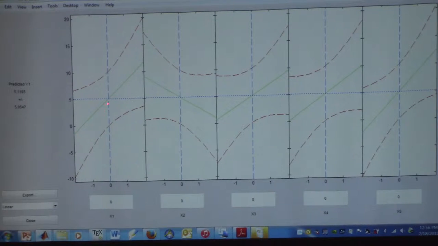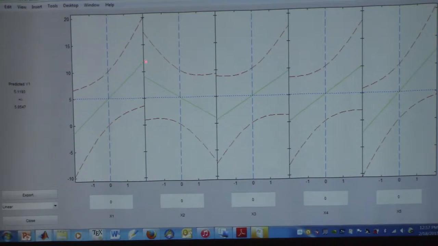But this says the first input has a positive slope. You increase the first input, it'll increase the polymerization rate. Second input decreases it. They all have different slopes. And these guys here are the 95% confidence intervals on these slopes. Okay? So that tells you, man, I'm not that confident. At least that's what it tells me. I'm not sure if this is the real relationship or it might be anywhere in this range here. Obviously, the more data you got, the more these red lines would shrink and get closer to the green line, right?